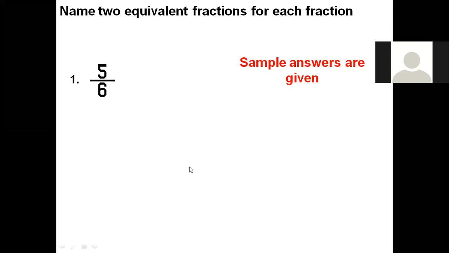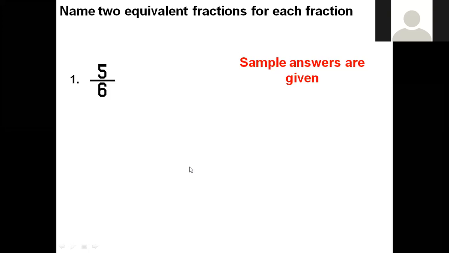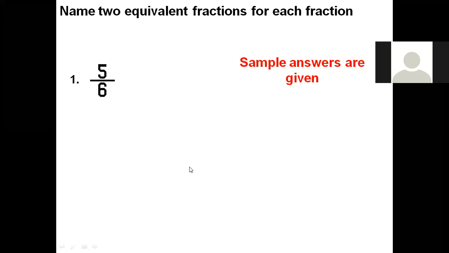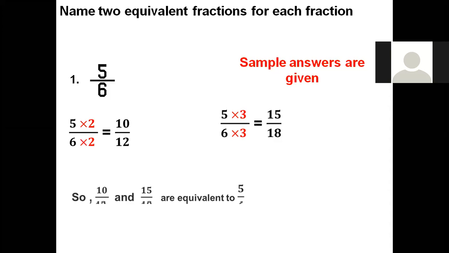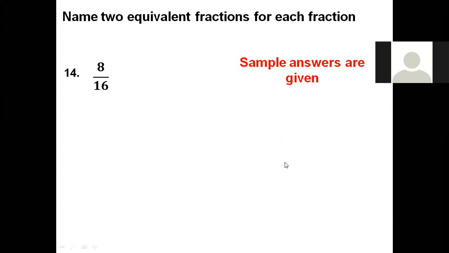Can we use division here to write equivalent fractions? No, we can't, because 5 and 6 don't have common numbers to divide them by. Thank you, Jude. So look, if you multiply by 2, you get 10 out of 12. You can multiply by 3, so you get 15 out of 18. You can multiply by 4, 5, 6, 7, any number you want. So we can write a lot of equivalent fractions.